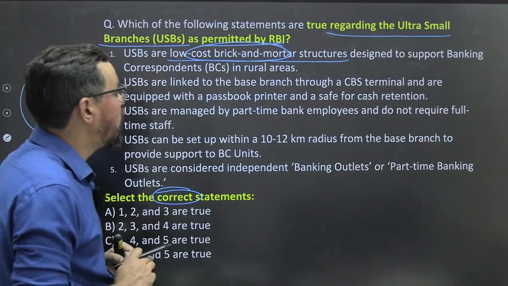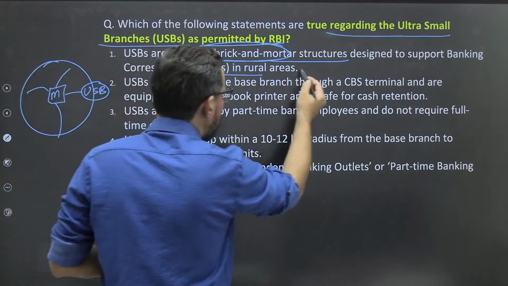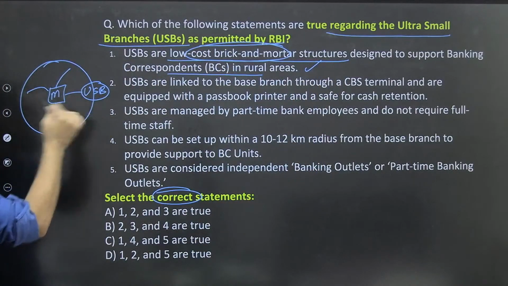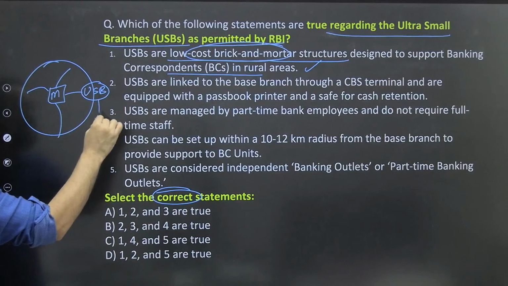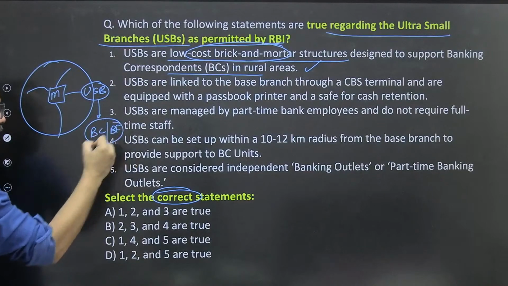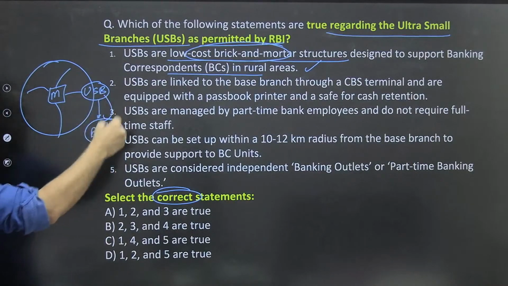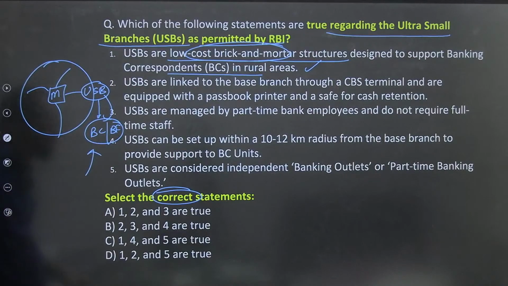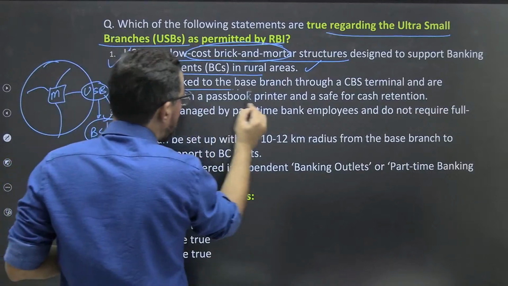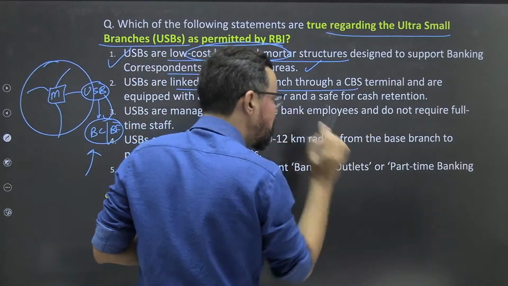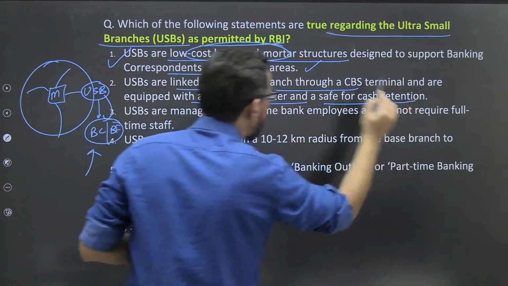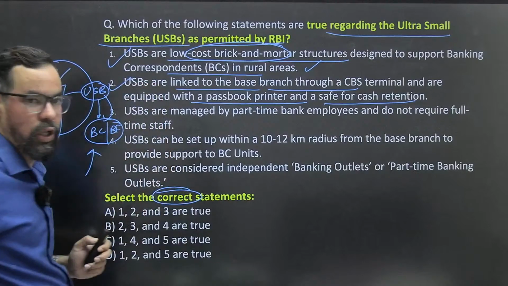Okay? Designed to support banking correspondents in rural areas. Maybe under them we have some BCs and BFs operating, and they are specially handling the transactions done by these particular entities or mediators. So the first one is true. Ultra small branches are linked to the base branch through a CVS terminal and are equipped with a passbook printer and safe for cash retention. This is also true.